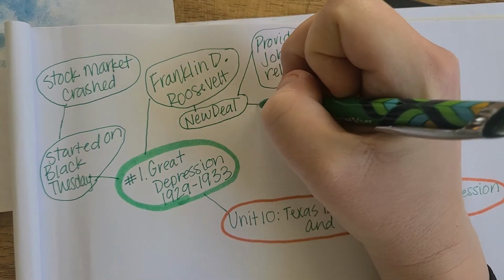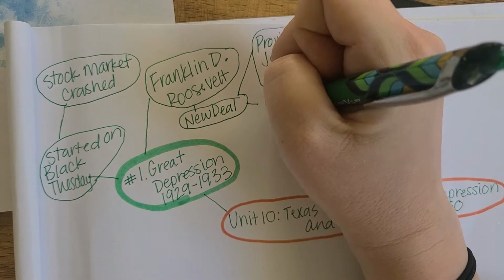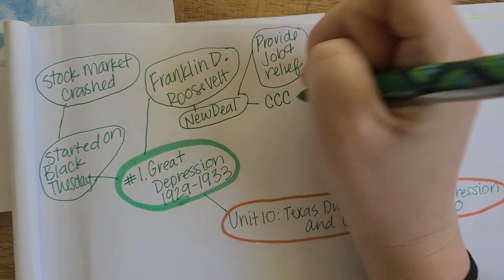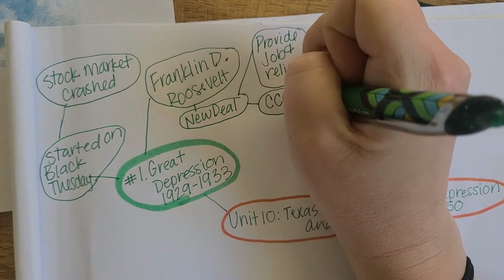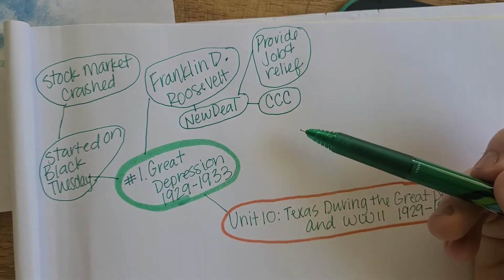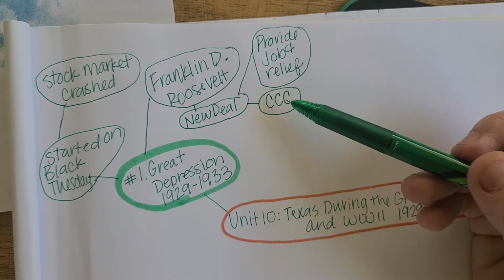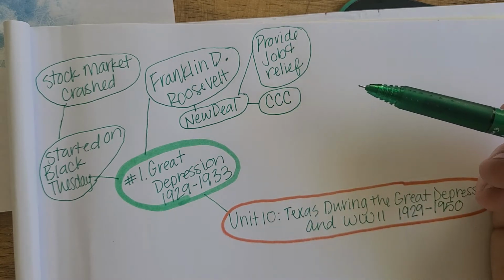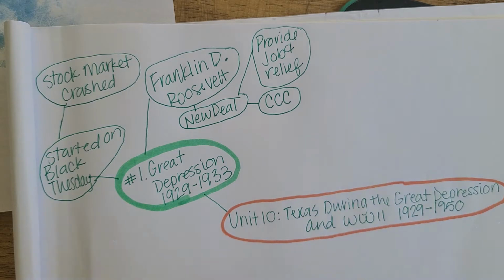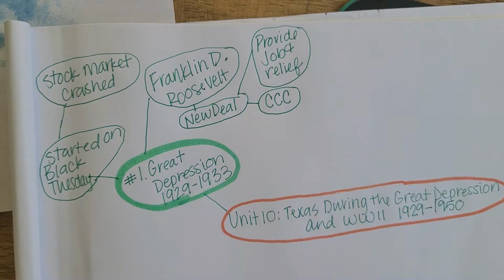One of the programs that he created under the New Deal is the CCC, Civilian Conservation Corps, and they worked out at the Abilene State Park. They worked in almost all 50 states with parks, and they built roads and all kinds of stuff like that. But the Abilene State Park is the closest one to us that they worked on. So that's it for the Great Depression.